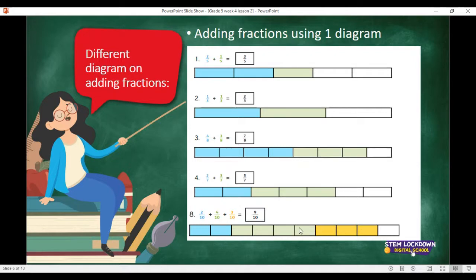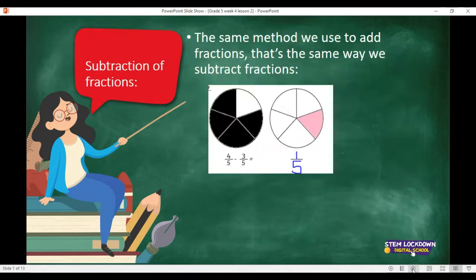As you can see, if you cut it into 10 and then you shaded, you only have 1 that is not shaded. So that is another way of adding fractions using diagrams. And then when it comes to subtracting fractions, the same method we use to add, that's the same way we subtract fractions.